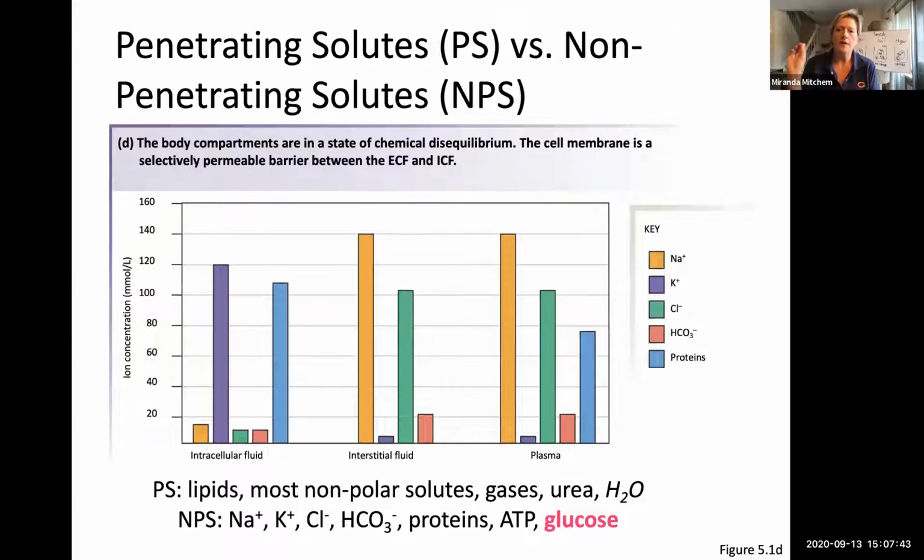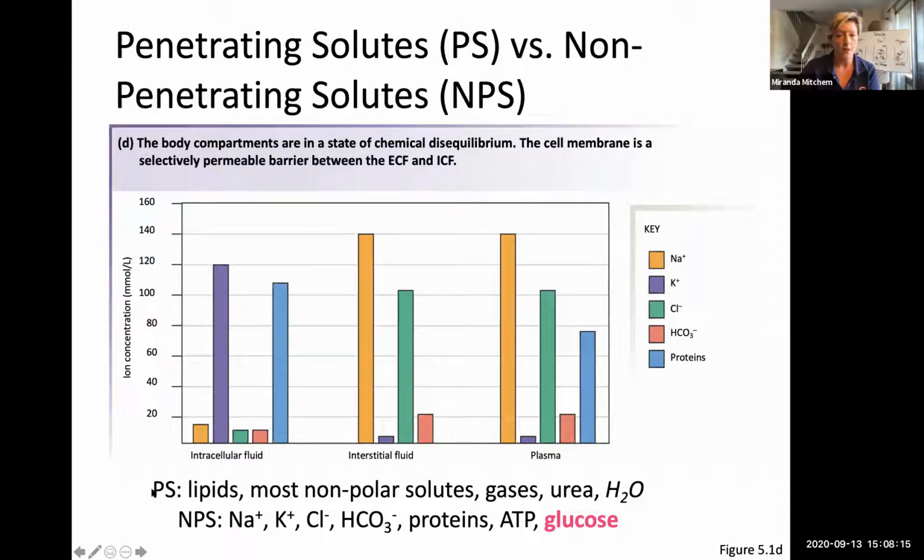Okay, so now let's look at the example of some of the penetrating and non-penetrating solutes in our 3 fluid compartments. It should be no surprise. Hopefully you're already thinking, hey, they should be different because Dr. Mitchum just told me that there's more potassium inside the cell than there is outside. So you already know there's a difference for sodium and potassium and chloride. So I put a little list here. Let me explain it because there's 2 caveats on this list.